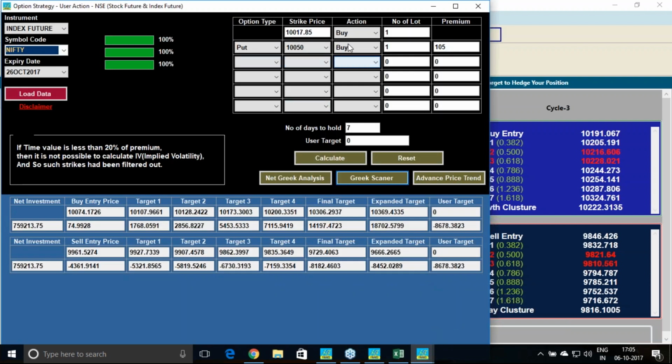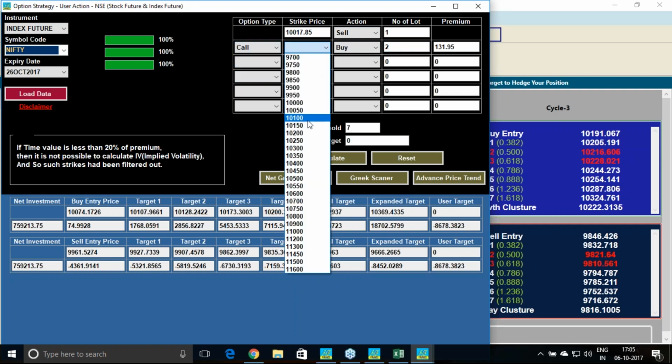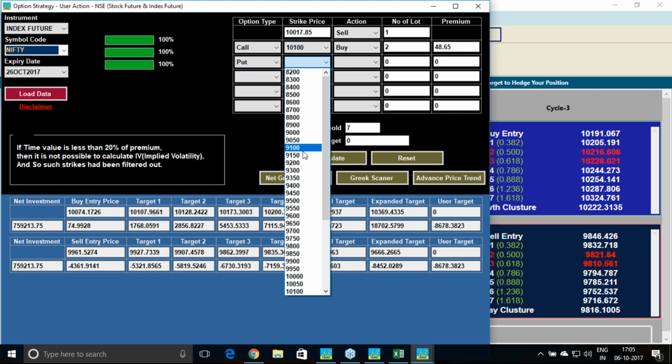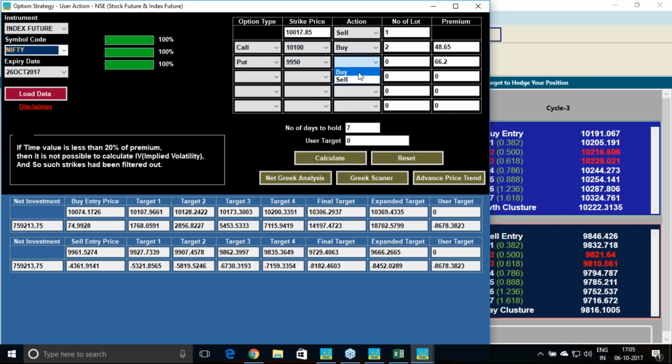You can estimate the profit in this order: we are selling one lot at the current price, and we are buying two lots of the 10,100 call option. Buying two lots, we are selling a put option of 9950. This is called your covered put with call load strategy, with a delta neutral approach. We are selling one lot.